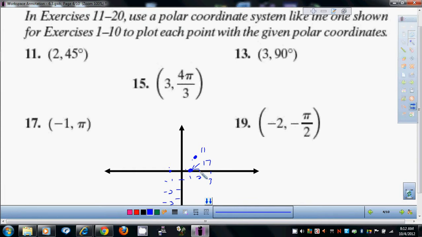Positive 2, positive pi over 2 would take us here. Now, the negative angle comes first. Flipping over the x-axis is going to take me where? Straight down. That's right. When you are right along the y-axis, a negative angle and a negative radius are going to do the same thing, because flipping over the origin and the x-axis are the same thing on this one point. So the negative angle takes us down here. And where's the negative radius going to take us? Exactly where we were. So, there's number 19. And that's how I would personally do this section of problems. That way you don't have to draw a whole bunch.